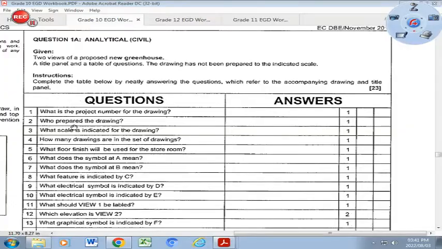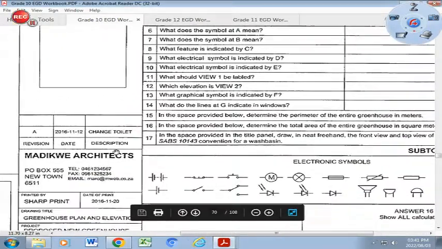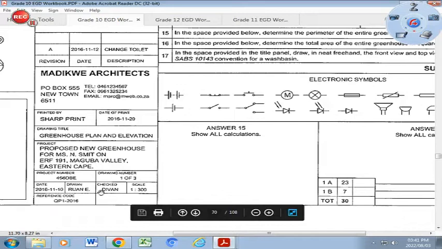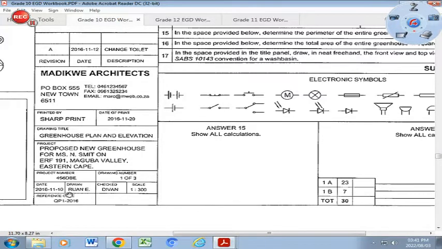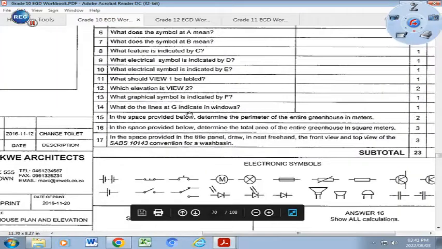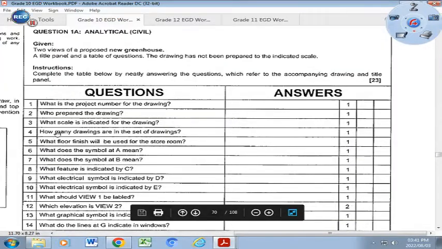Question number 2, who prepared the drawing? So we're going to go back to the title bar and you will find that the person who prepared the drawing is also the one who drew it. So drawing actually means that the person has prepared it, and that would be Ruan E. And Ruan E is going to be filled in there.